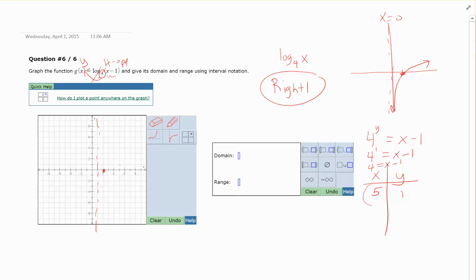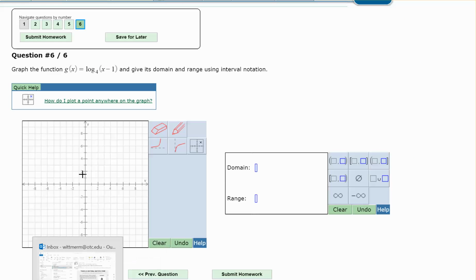So go right 5, up 1. ALEKS just requires 2 points to be able to sketch the graph. So on ALEKS, when you graph the function, ALEKS does have a certain way that you want to go with your sequence of steps. First you're going to pick the correct icon. Now the first icon you see is an exponential function. We don't want that. We want a logarithmic. So I could pick this function here.